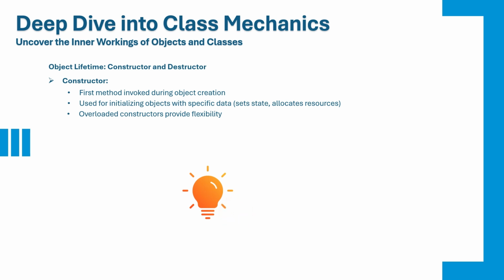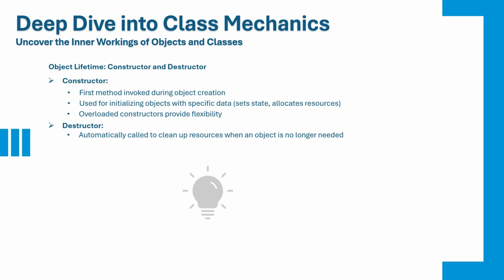For example, if we're creating a vehicle object, one constructor might accept the make and model, while another could also accept the year and color. This flexibility lets us ensure that our objects are properly set up for their intended use. At the end of an object's life cycle, a destructor comes into play. Destructors, also known as finalizers, are responsible for releasing resources or cleaning up when an object is no longer needed.